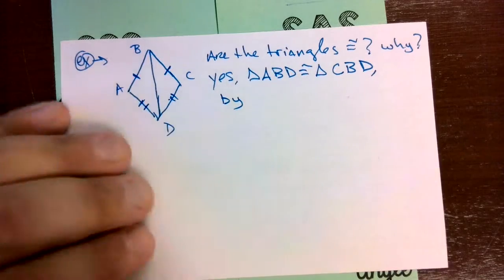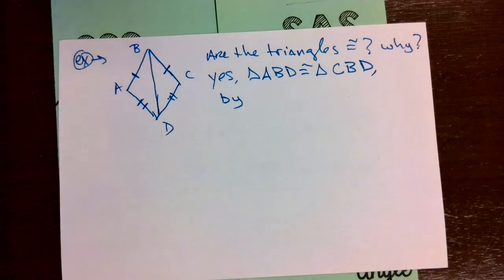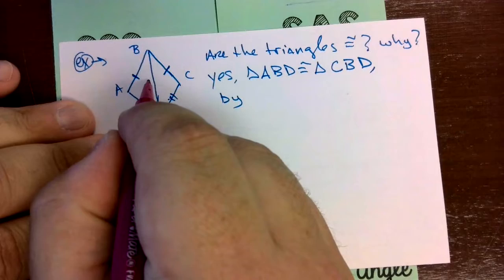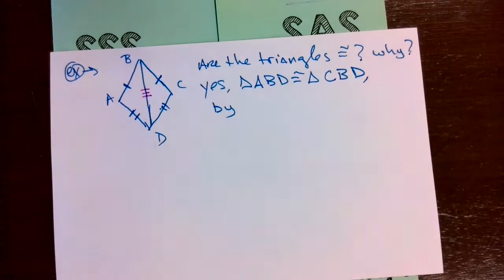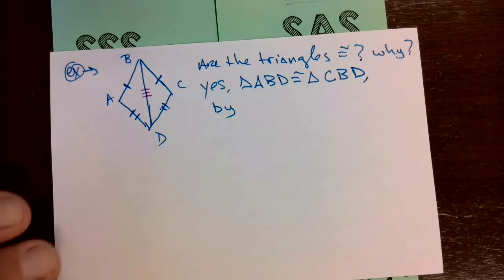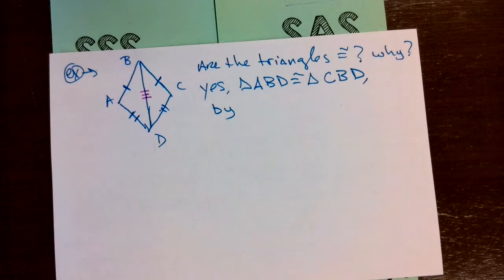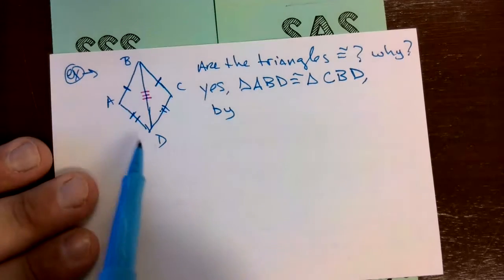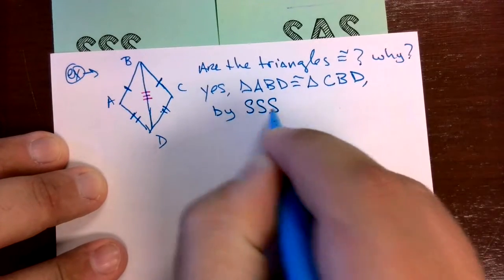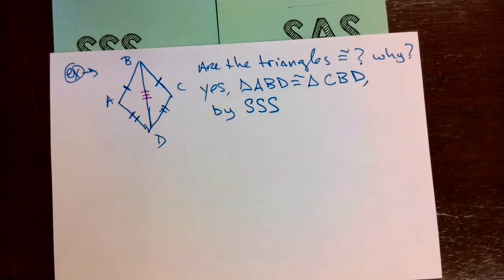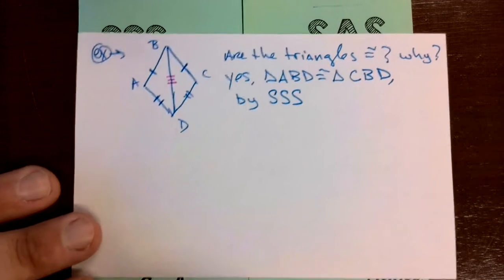And we want to remember, we've seen this, we've done this, we've worked with this before. Well, we haven't really spoken about it, but this shared side right here, BD, works like that because it's in both triangles. So if you see a shared side, go ahead and mark it right away. By SSS. So that is a very common one.